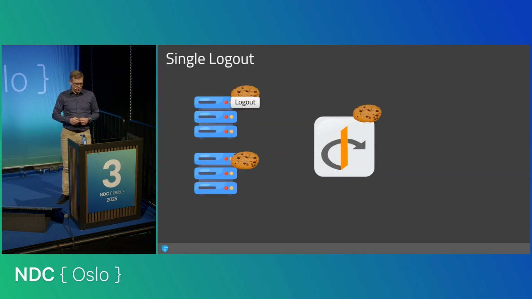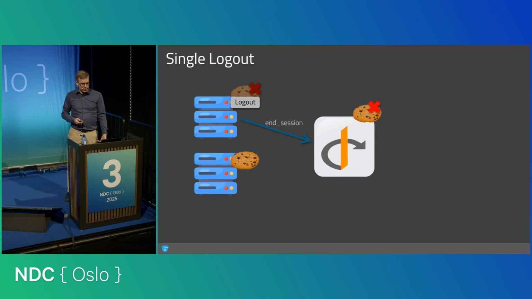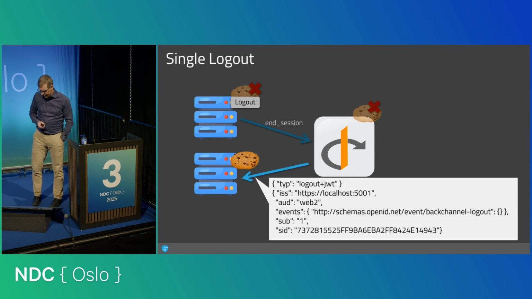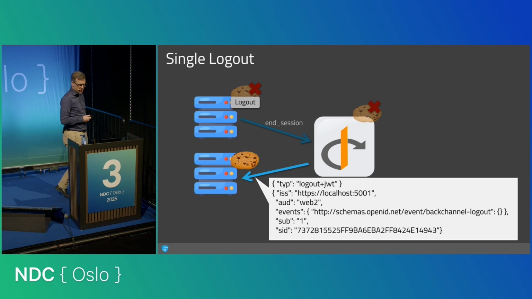So there is a mechanism called backchannel logout. It starts the same. The client redirects to end session, but in this case, the OpenID Connect provider can send a backchannel call directly, server-to-server communication, to the other application saying that, hey, the session ID for 731 something for subject, that is user number 1, should now be logged out.